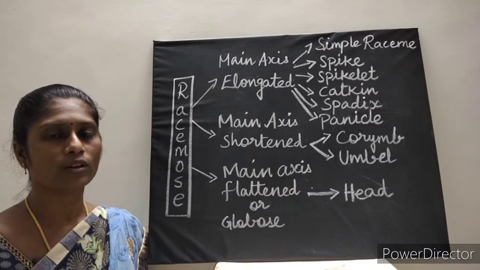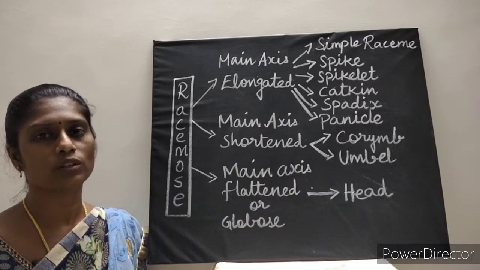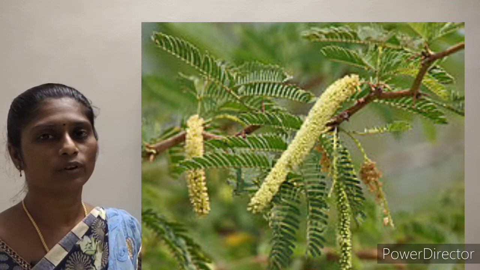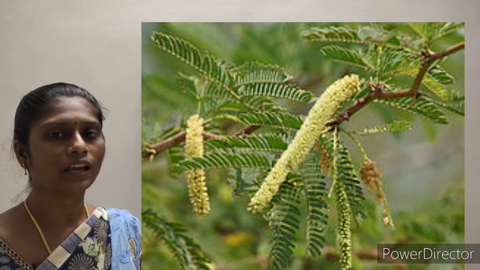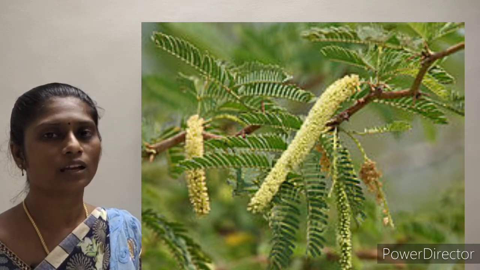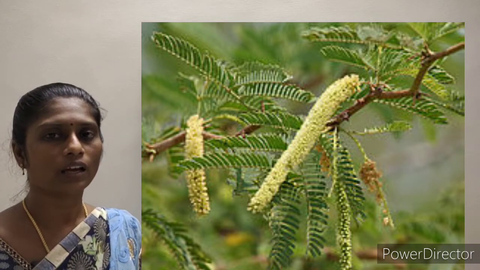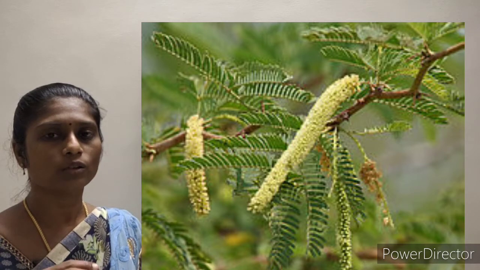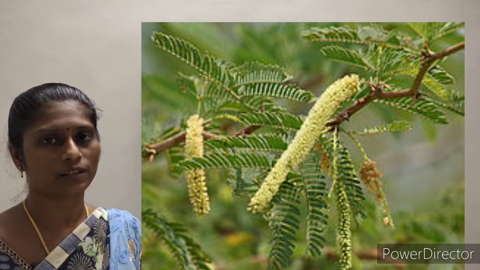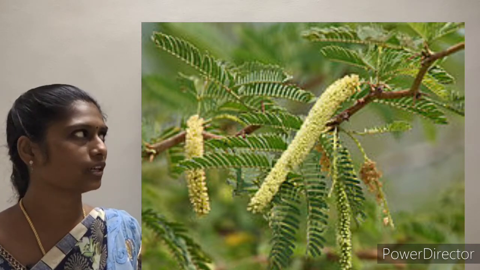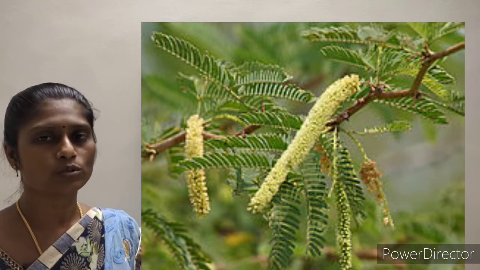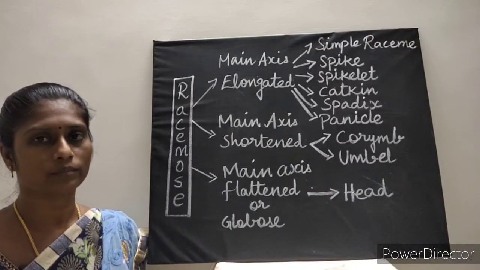Catkin inflorescence. Example: Prosopis juliflora, which we call seemai karuvelam. So what is catkin? Catkin is a pendulous inflorescence with a long and drooping axis, with small unisexual or bisexual flowers. It is also called ament. Example for catkin is Prosopis juliflora.